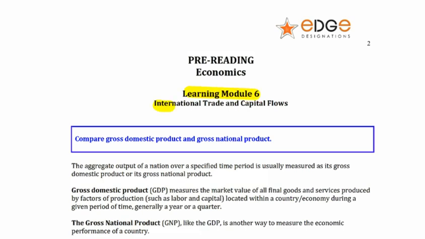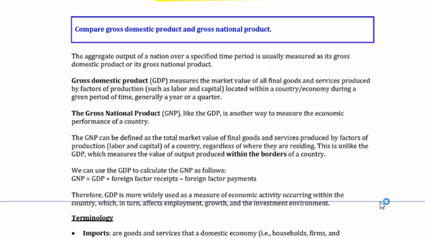Learning Module 6, International Trade and Capital Flows. Not an overly crazily difficult learning module, but some lovely nice information in here that we need to get through. And we begin our discussion with the comparison of gross domestic product, GDP, and gross national product.